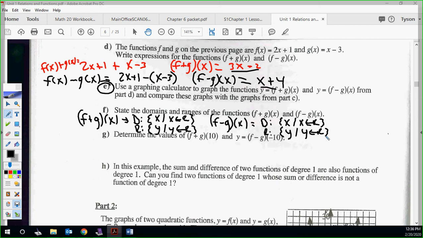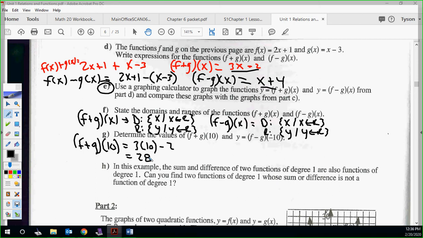All right, determine the values of f plus g of 10 and f minus g of negative 10. So we're just plugging those in. You can plug those into the beginning or the simplified version, it's not going to matter. We know f plus g is 3x minus 2. So for f plus g of 10, I'm plugging 10 in for x in the simplified version. 3 times 10 is 30, minus 2 is 28. So 28 is f plus g of 10. If you're lost, this is 3x minus 2 right here, and the x is replaced by a 10, because that's what they told us x is going to be.